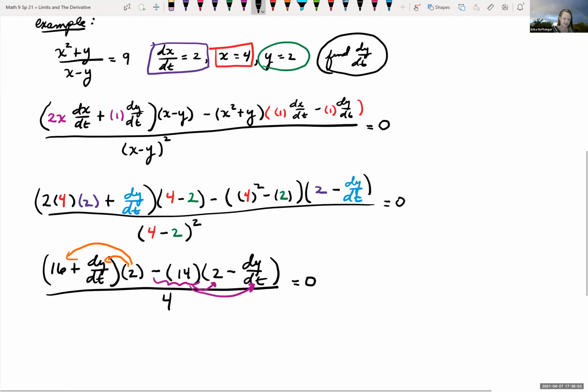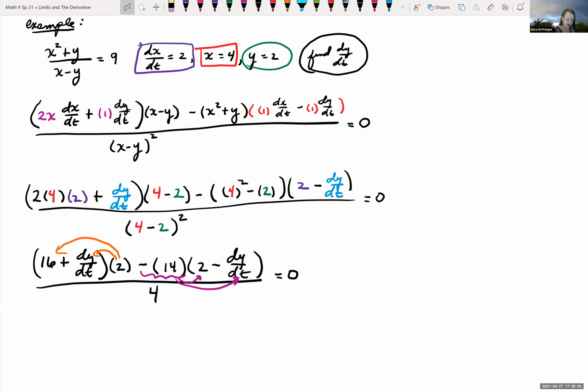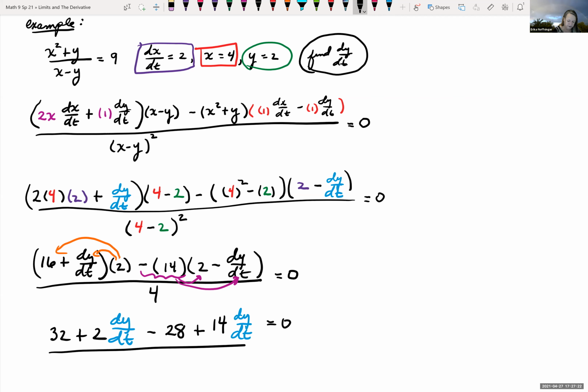So 16 times 2, distributing in the numerator, we get 32 plus 2 dy/dt, minus 14 times 2, so 28, minus 14 times negative dy/dt. So plus 14 dy/dt, all over 4.